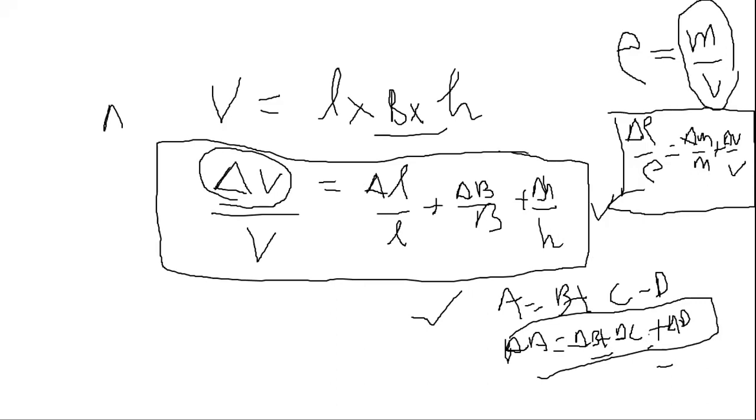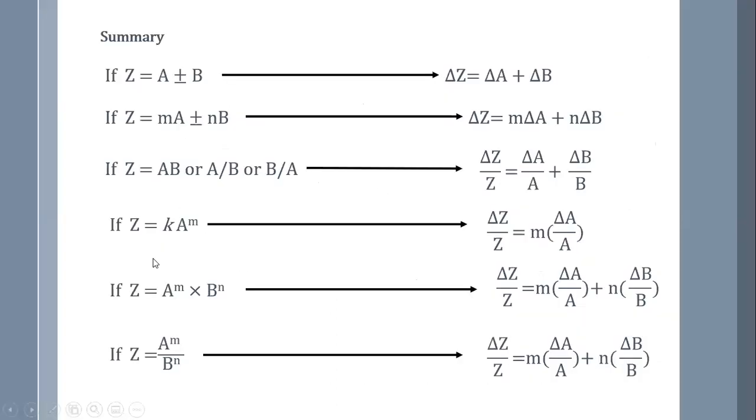We go to the last one. Last formula. Another formula is this one. Look at this. Z equals A to the power of M, B to the power of N. If the quantity which has uncertainty has a power, then the formula is going to change. It's going to be changes of Z over Z equals M changes of A over A plus N changes of B over B. The power will come down. Okay, if you've got power.